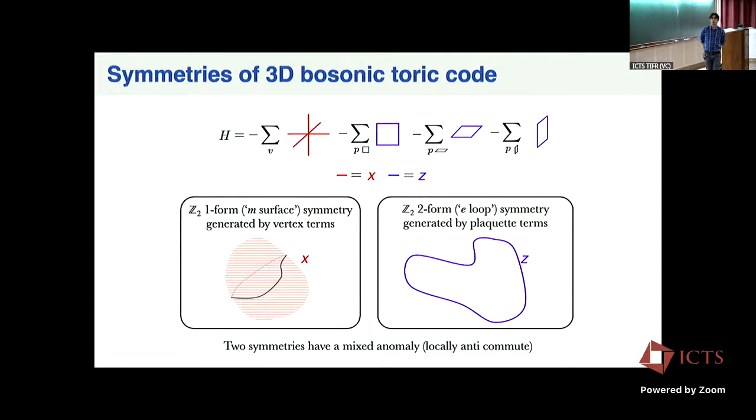It's similar to the 2D case with some changes. So you still have 2 symmetries. You still have the loop-like symmetry of a closed loop of a product of Z's in the lattice. But your other symmetry, your X-type symmetry, is now not a loop, but a surface. I have to take a closed surface on the dual lattice, take a product of X's along the closed surface, and that commutes with the Hamiltonian and is generated by these vertex terms. But these 2 still have a mixed anomaly, which you can see by the fact that they locally anti-commute: where a loop pierces a surface, you pick up a -1 from an X and a Z anti-commuting.